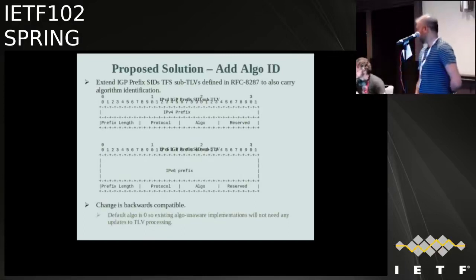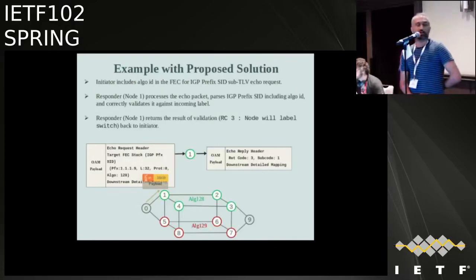So next slide. Yeah, so in this case, if you see now, when the node is doing validation, in addition to prefix, its length and protocol, we are also carrying the algo ID. So we can carry the corresponding prefix set, its next hop, and so on, and we can do the proper validation and return success or failure. So that is the draft, very simple. It is a really simple draft.